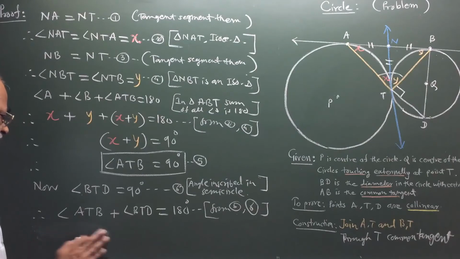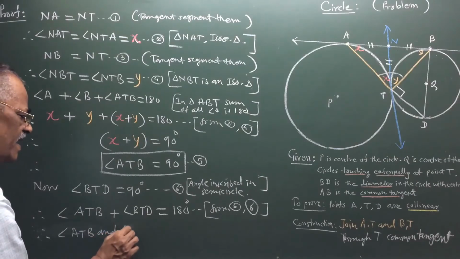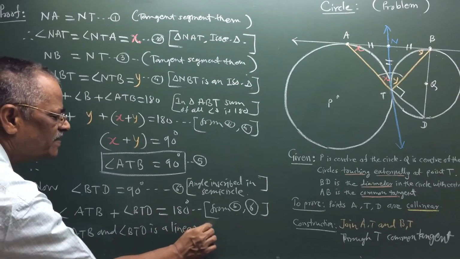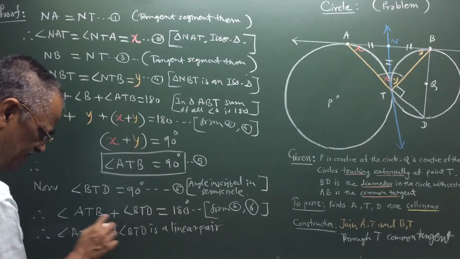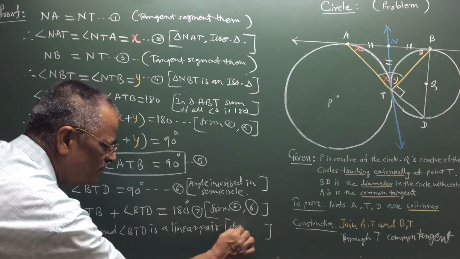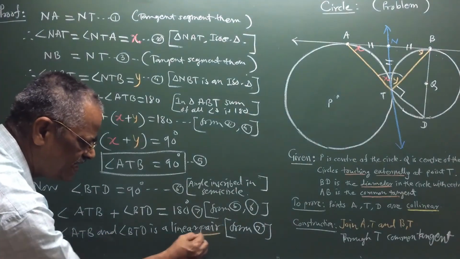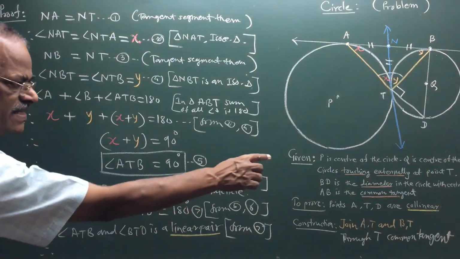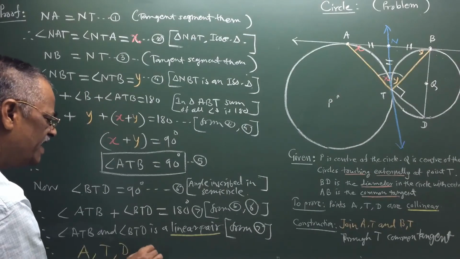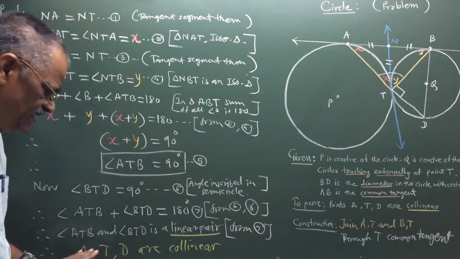Therefore, angle ATB and angle BTD form a linear pair. Reason: their total is 180. So from 7, it is a linear pair. And after that, when it is a linear pair, you can straightaway draw the conclusion. Therefore, A, T, D are collinear points. And that is the problem here.